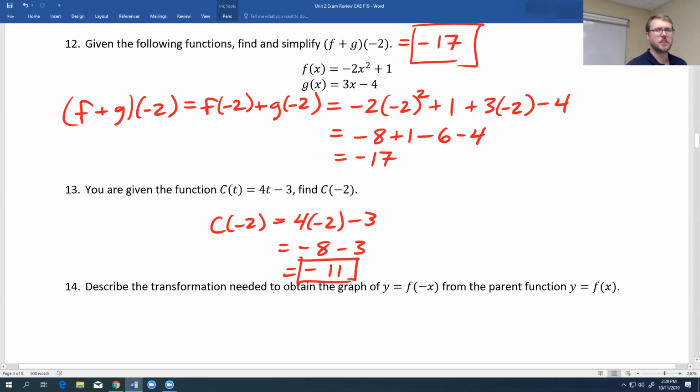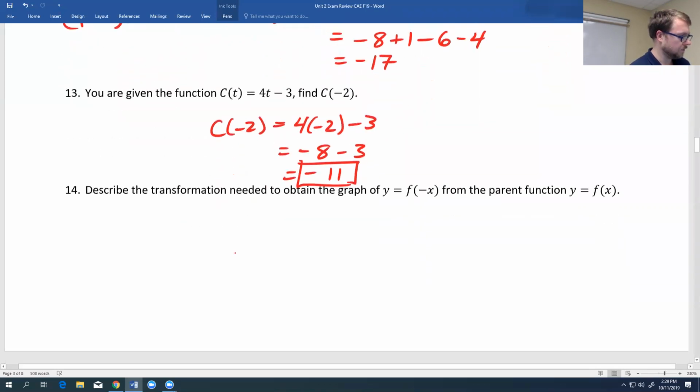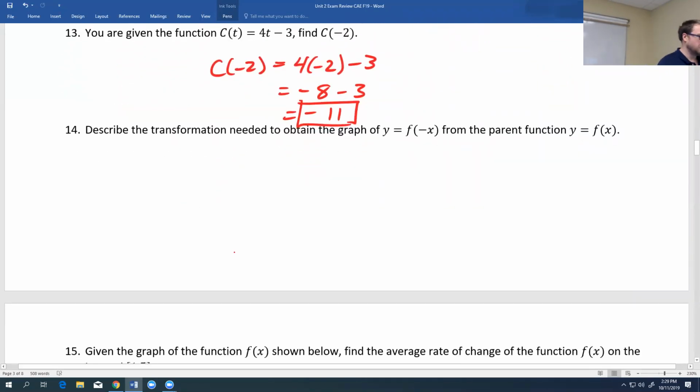Okay. Any questions on these past two? Pretty straightforward. Okay. Describe the transformation needed to obtain the graph f of negative x from the parent function y equals f of x. I'll give you a hint.